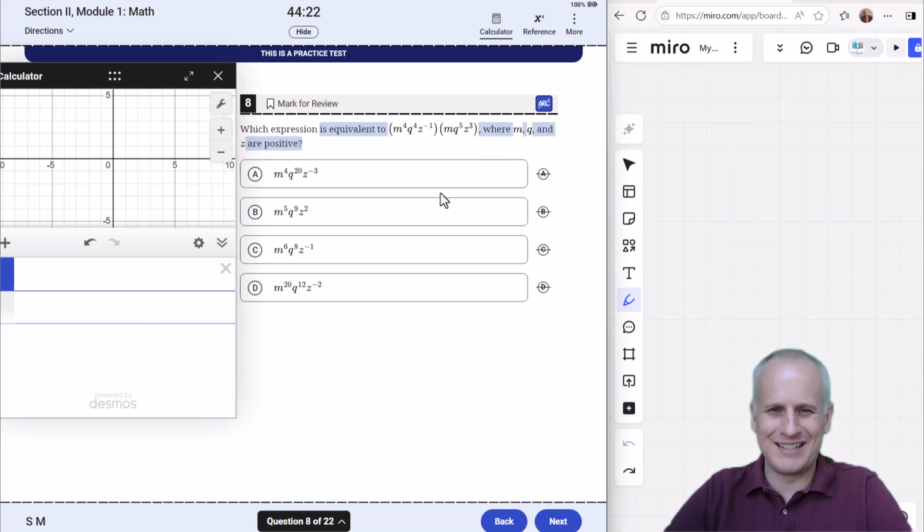I look at my answer choices now, looking for m to the 5th. M to the 4th is not m to the 5th. M to the 5th is m to the 5th. M to the 6th is not m to the 5th. M to the 20th is not m to the 5th.